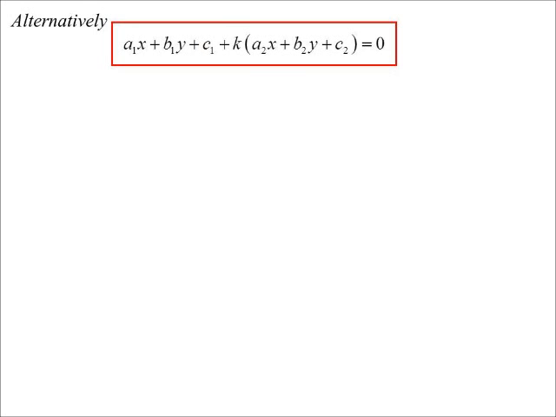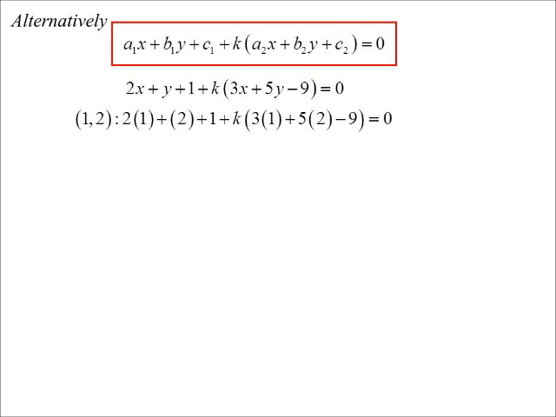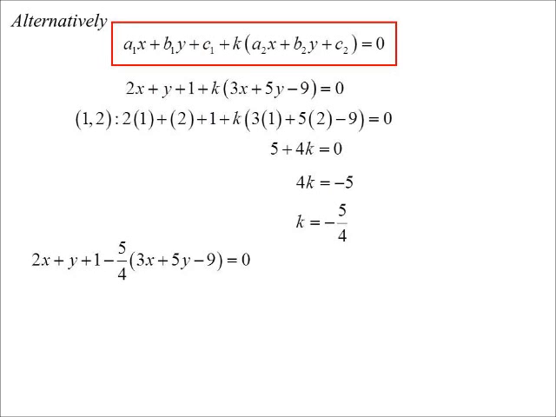So in the question we just had, the two lines were 2x plus y plus 1 equals 0, and the other was 3x plus 5y minus 9 equals 0. It does not matter which one you multiply by the constant. Sub in the point that we know, not the point of intersection because we don't know that one yet. So (1, 2), we sub it in and we solve it for k. k is minus 5 on 4. Sub that back in. That is the equation of the line.